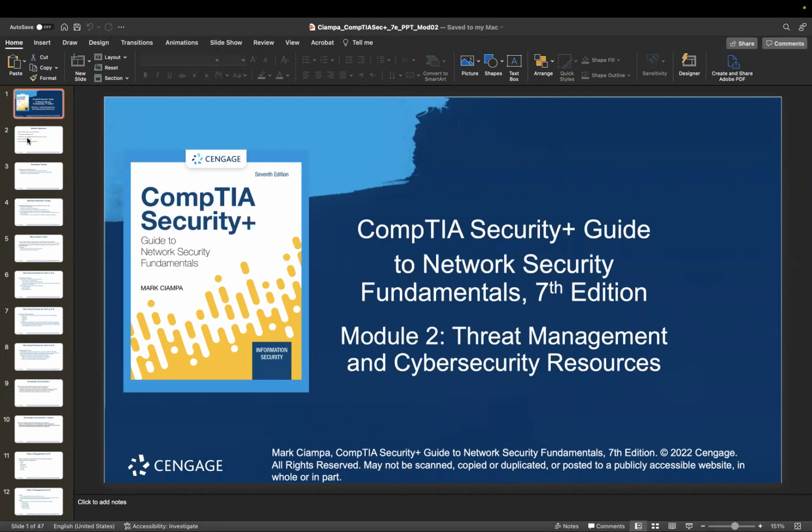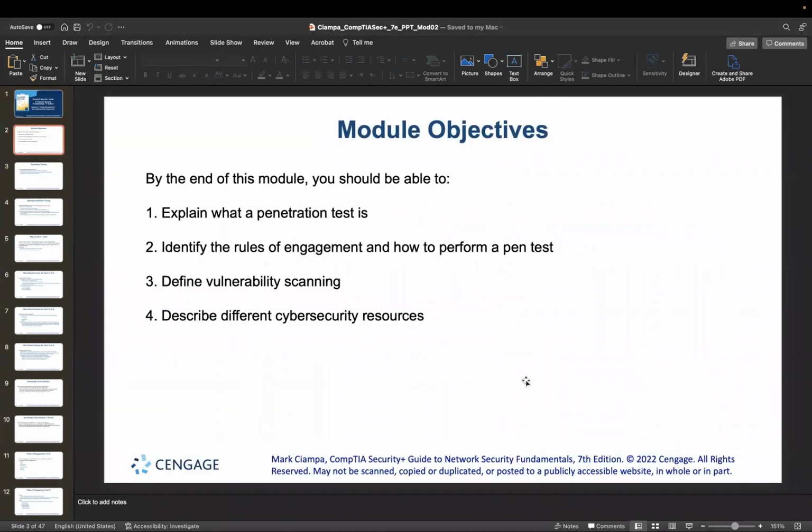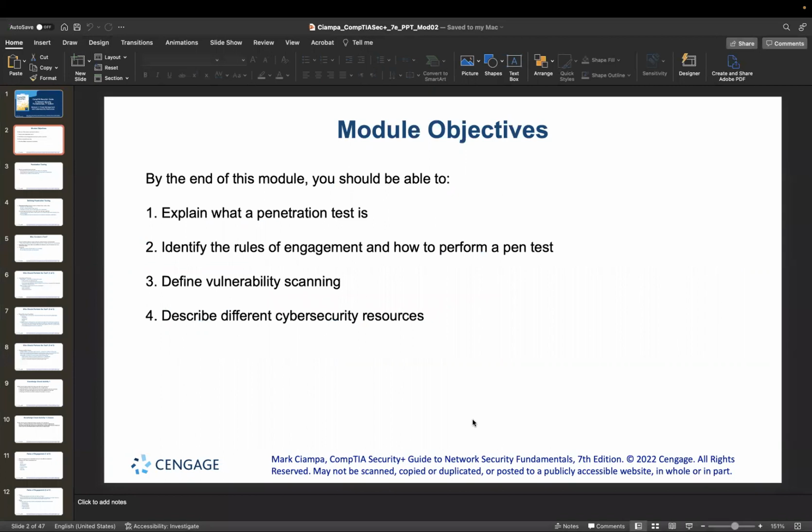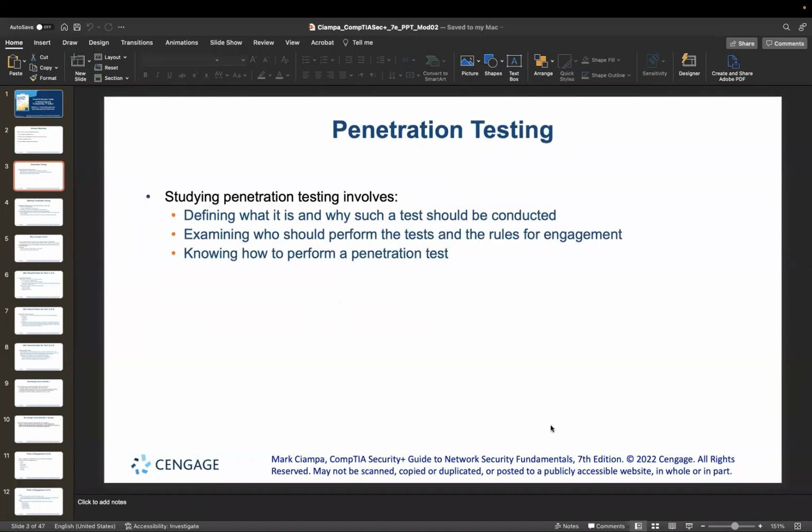Awesome. Okay, let's start. So this is going to be Module 2, Threat Management and Cybersecurity Resources of the Network Security Fundamentals lectures. In this module, you will understand and be able to explain what a pen test is. You will be able to identify the rules of engagement and how to perform a pen test. Also, you will be able to define what a vulnerability scan is, and you will be able to describe different cybersecurity resources like the SIEM, vulnerability management tools, and so on and so forth.